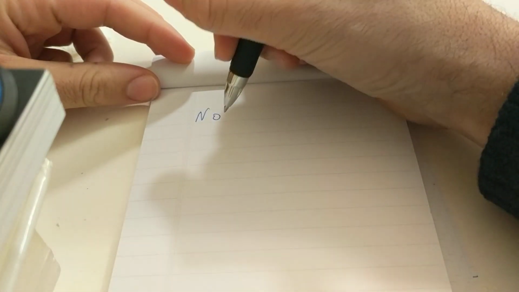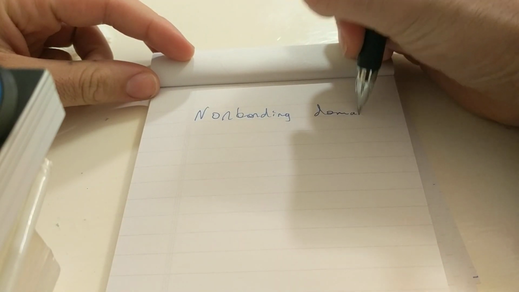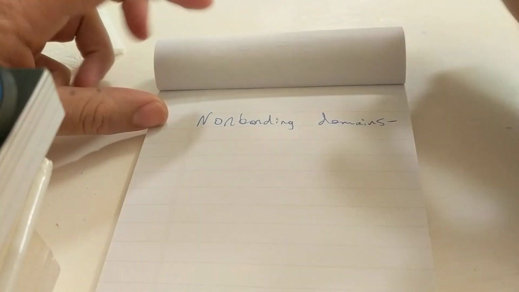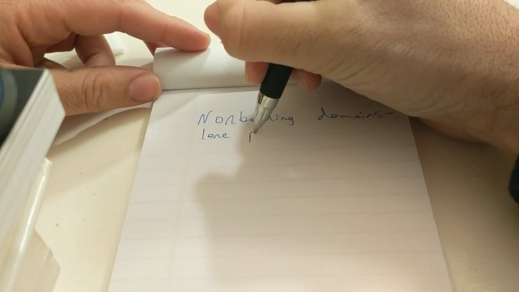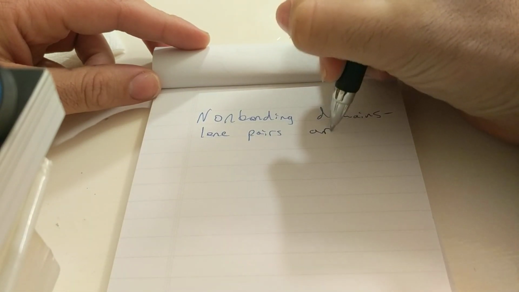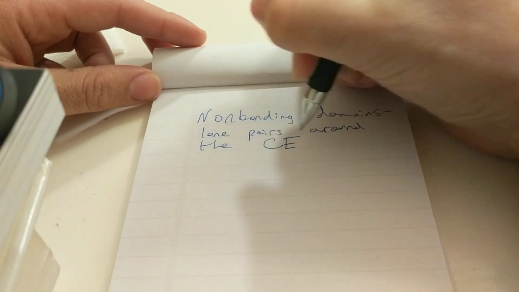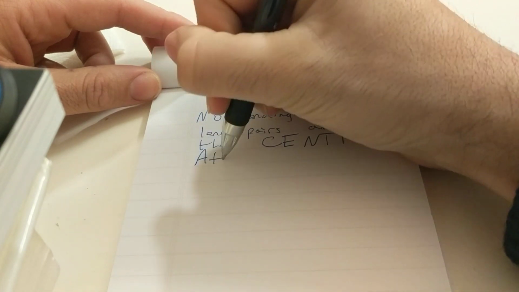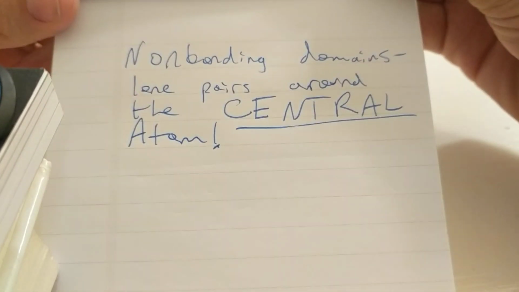The second thing that we need, non-bonding domains. Well, you're probably asking yourself, what the heck is that? Let me tell you. Non-bonding domains is lone pairs, y'all. Lone pairs around the central atom. The central atom, not the other atoms, just the central one.